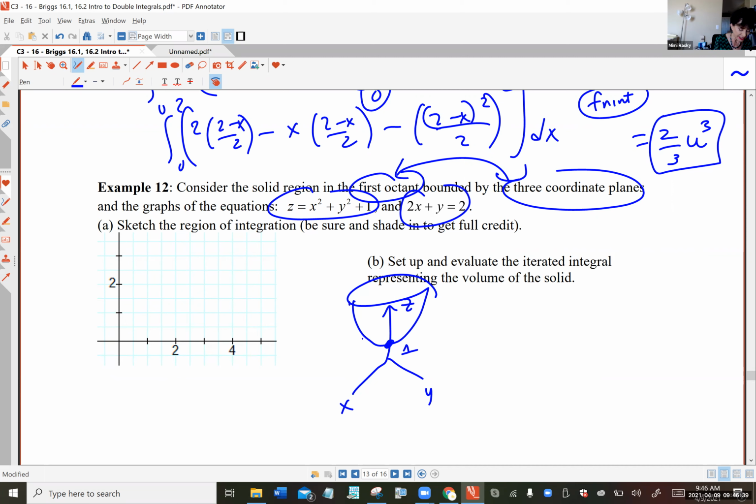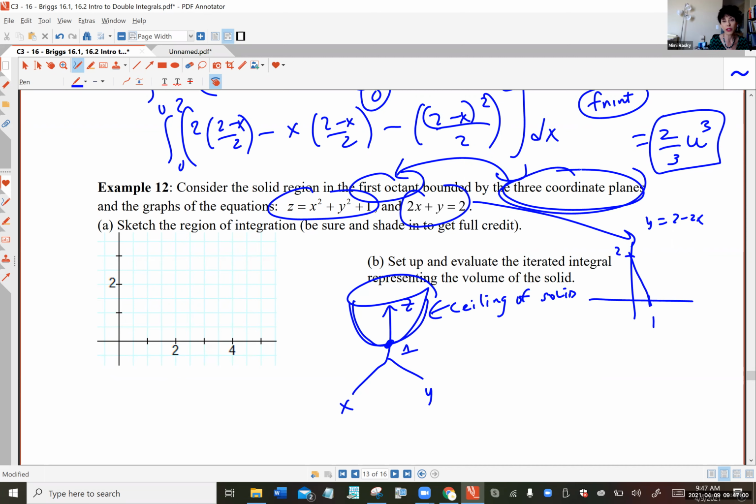So the capping surface, this is the ceiling of some solid. It's a weird ceiling because it's like one of those vaulted ceilings. So what are you going to do? Well, what I would do is graph this in the xy plane. So if I rewrite it as y equals 2 minus 2x, I'll get that line. And since they told me it's bounded by the 3 coordinate planes, that automatically means that it's bounded by the x and y axes, and we're in the first quadrant for the base of the solid. So I claim that the base of the solid is given by this little triangular sliver in the xy plane.